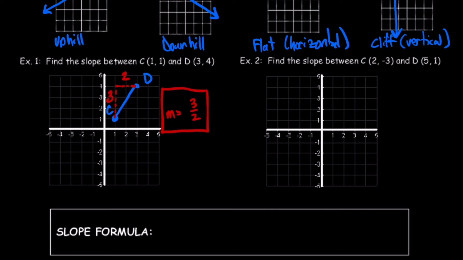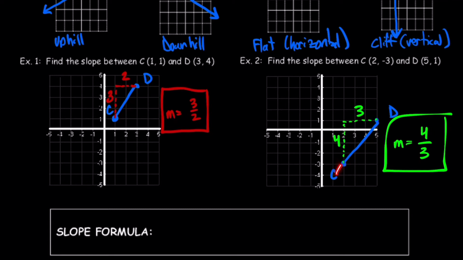Find the slope between C, which is 2, negative 3. So there's point C. And D, which is 5, 1. There's D. So once again, it's kind of a simple process. We're going to make a right triangle. Count the rise, number of blocks, 1, 2, 3, 4. And count the run, 1, 2, 3. So in this case, my slope is rise 4 over run 3. Both of these, you notice, have a positive slope because they're going uphill as you go left to right.